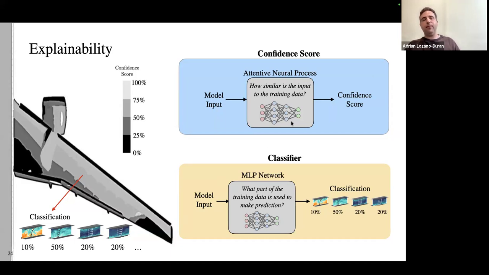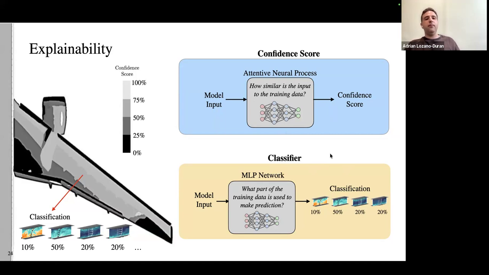The way this is implemented is using an attentive neural process. But to be honest, it's very simple. It's just measuring the distance between the training data and the actual input that you get. This is just a way of doing it in a very smart way. So this other part related to explainability is the classifier.